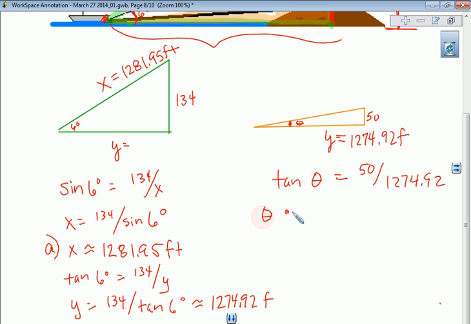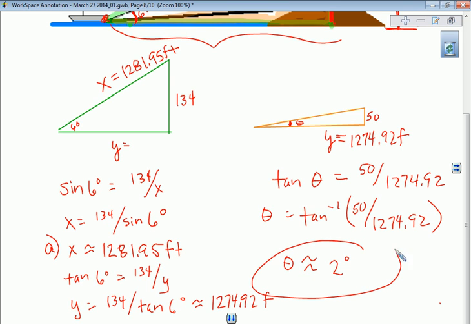Inverse tan is what we use to solve for an angle. We use the inverse trig function. And so we get theta is approximately 2 degrees. I got that right still. Cool. And that's B.